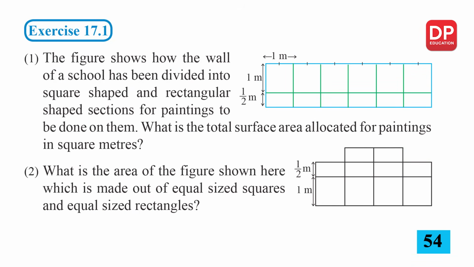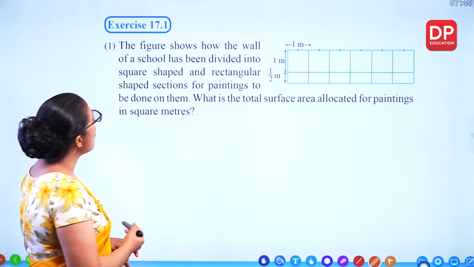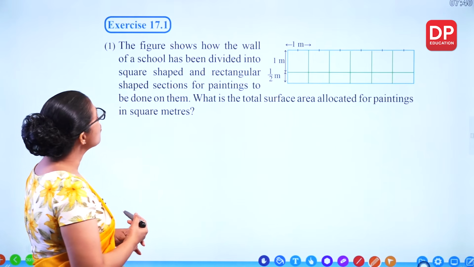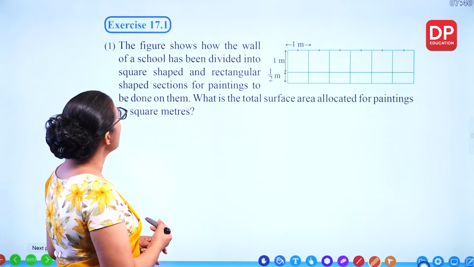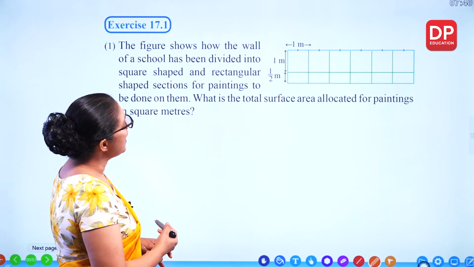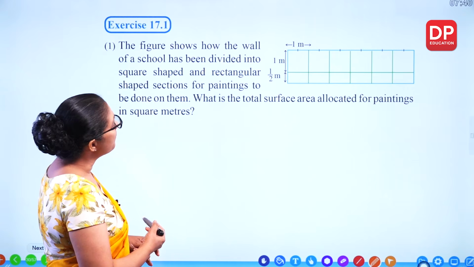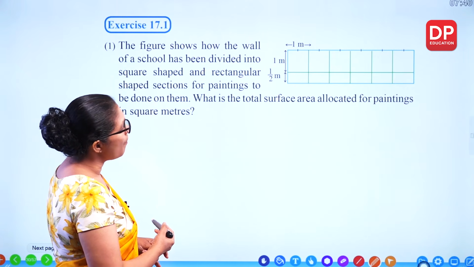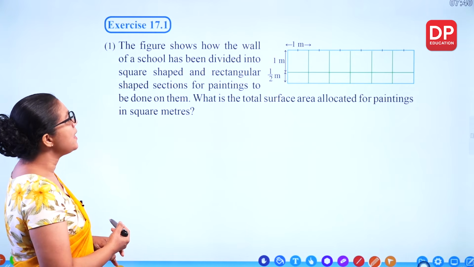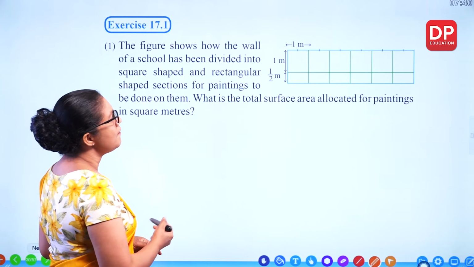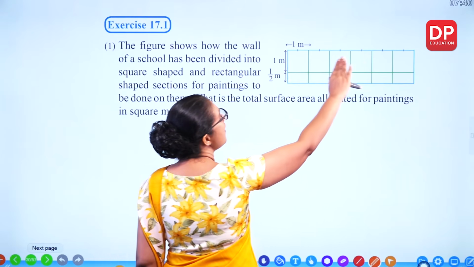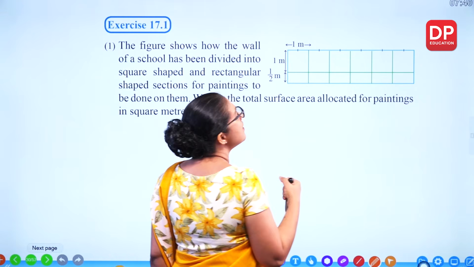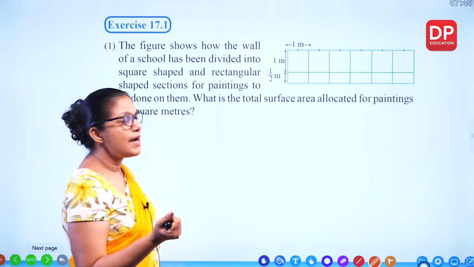Exercise 17.1. The figure shows how the wall of a school has been divided into square-shaped and rectangular-shaped sections for paintings to be done on them. What is the total surface area allocated for paintings in square meters? So basically we need to find out area of each and every part and find out the total area.